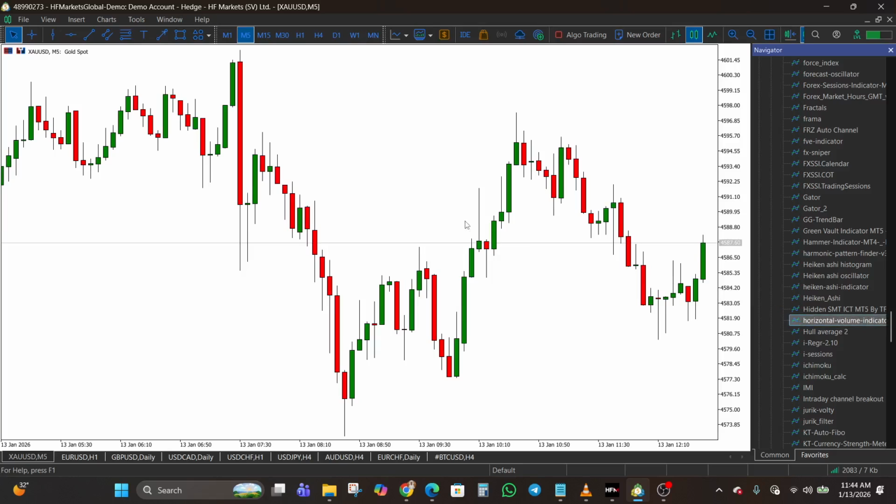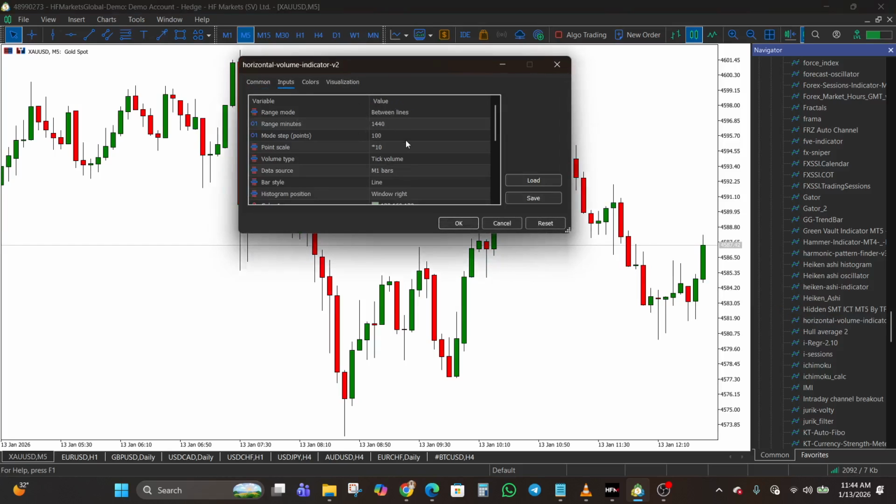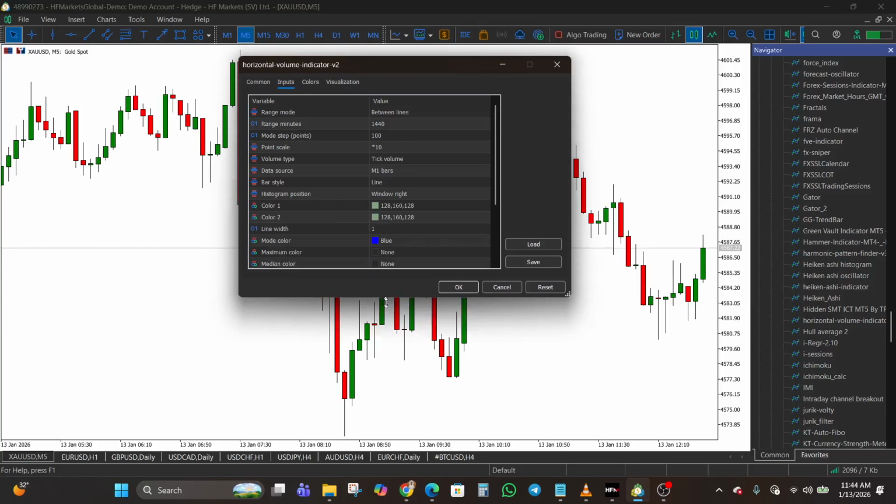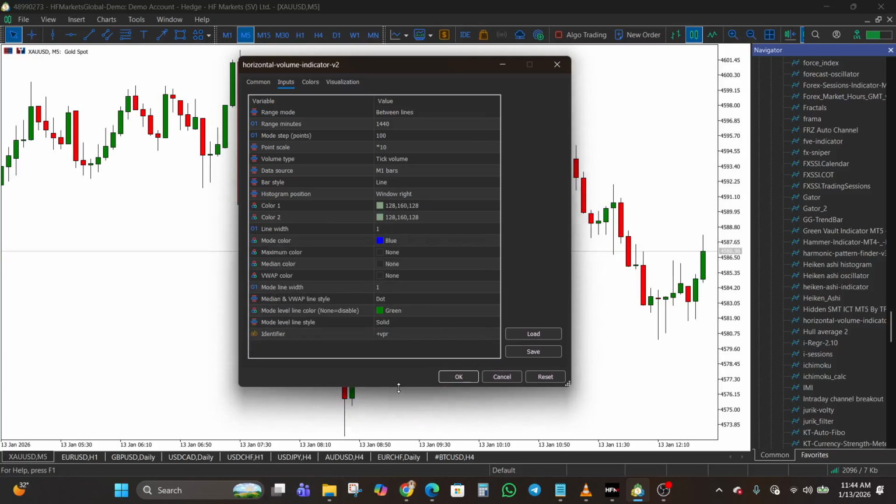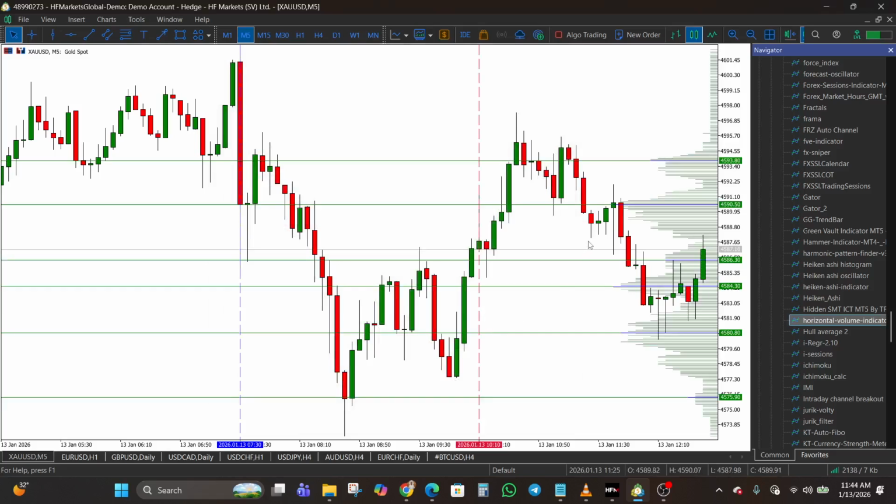Okay, so here we go, drag and drop. These are the input settings available. You can see you can modify these according to your taste, depending on how you want the indicator to function, right? Now this is how the indicator looks like.